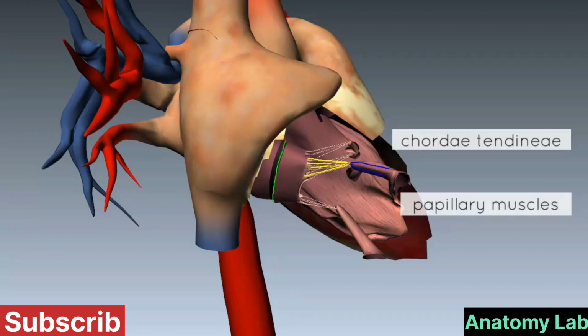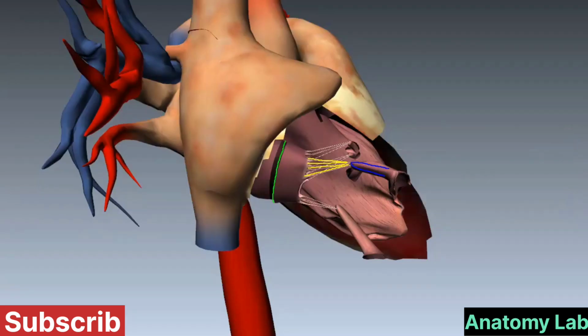The point of the chordae tendineae and the papillary muscles is to prevent these cusps, to prevent the tricuspid valve from being everted back into the right atrium when the ventricle contracts and the pressure increases and the backflow of blood forces against the tricuspid valve.